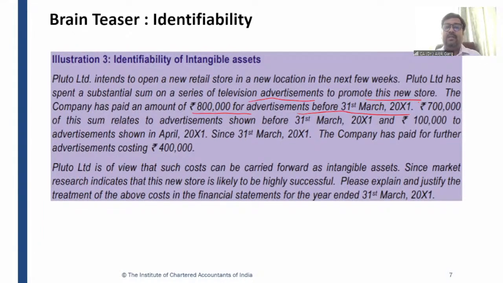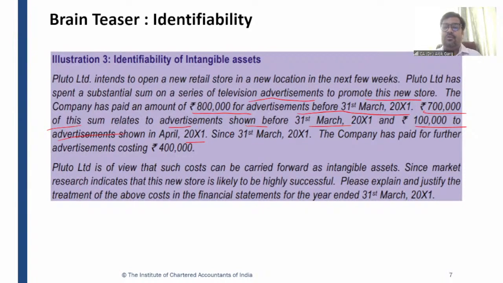And the company has spent a substantial amount for the advertisement. 7 lakh rupees of this sum relates to advertisements shown before 31st March 2001 and 1 lakh to advertisements shown in April 2001, right? So the company has paid 7 lakh rupees for advertisements prior to 31st March 2001 and 1 lakh has to be spent after 2001, right? Means the advertisement related to 1 lakh rupees has to be shown in the next financial year, which is 2001-2, right?